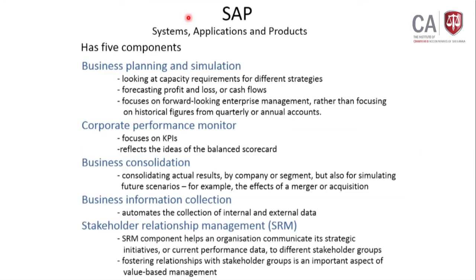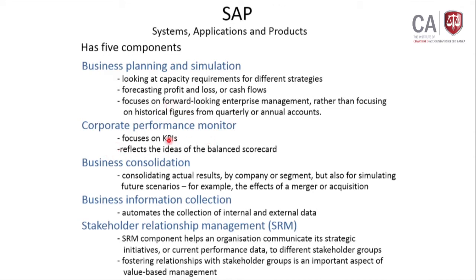Under SAP, the five components being discussed: looking at the capacity requirement of different stages in business planning, and forecasting profit and loss, whether there is a profit or a loss. The cash flow will be forecast, focused on forward-looking enterprise management rather than focusing on historical figures from quarterly or annual accounts. So in the early days, the figures you had available were historical figures from annual accounts, and based on that we took decisions, but you have a system now. With the system, you can do all these things.